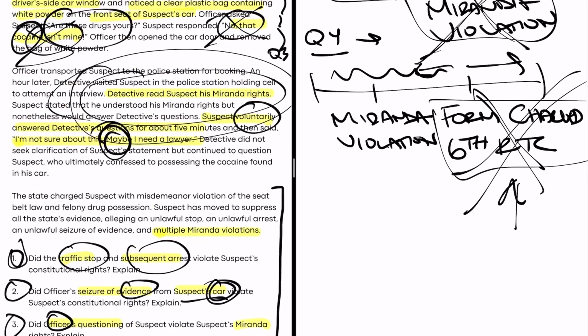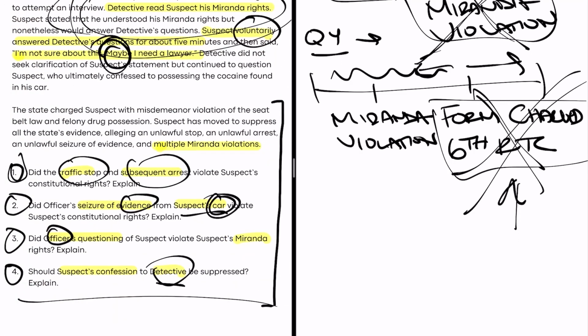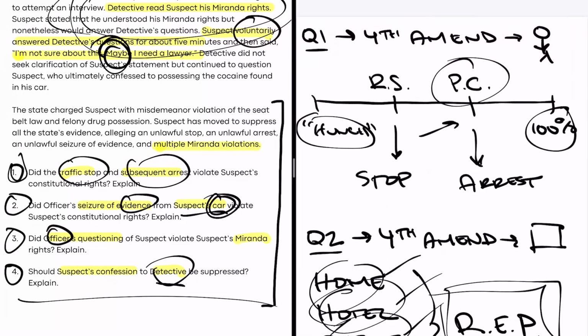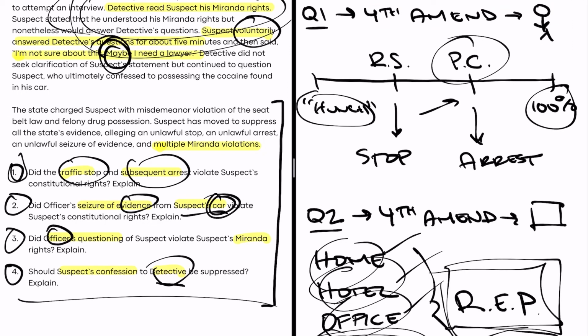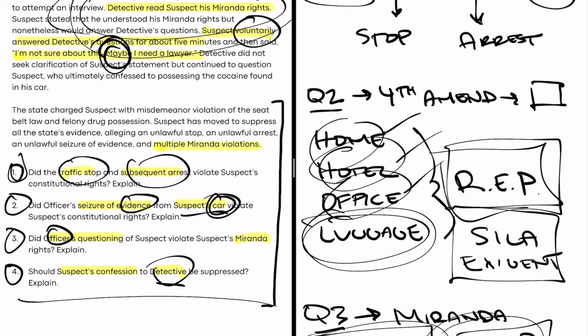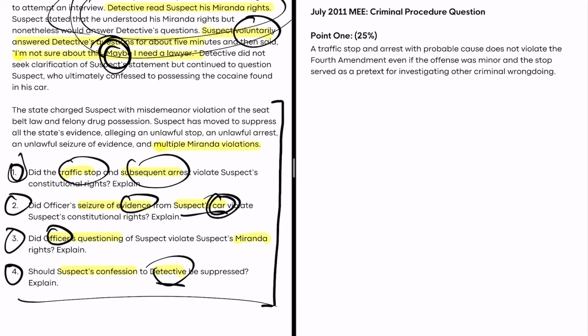But with that, we've gone through all of these paragraphs. We've gone through the issue spotting here. I think we've touched on all the major issues that are being tested. So from here, we can just go point by point and see exactly what the bar examiners were looking for, starting with point number 1, which was worth 25% of this essay.